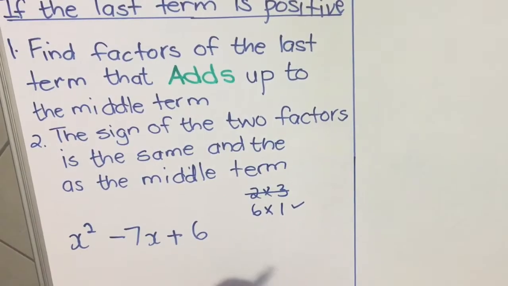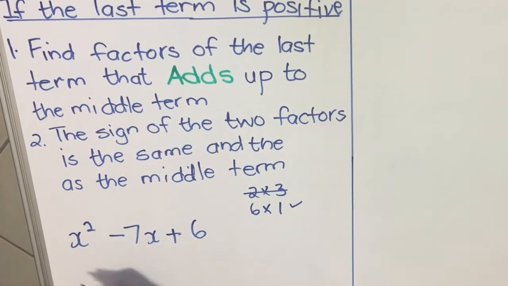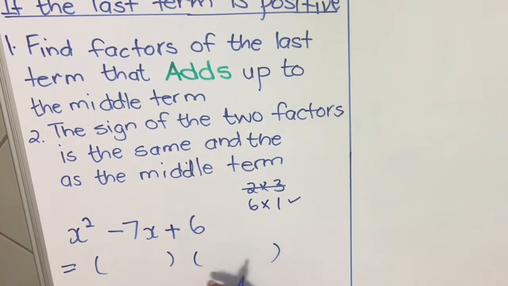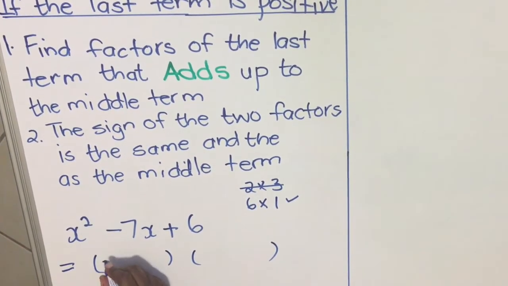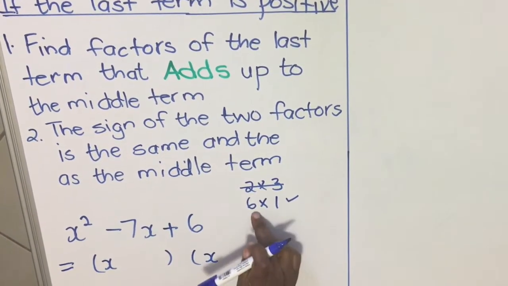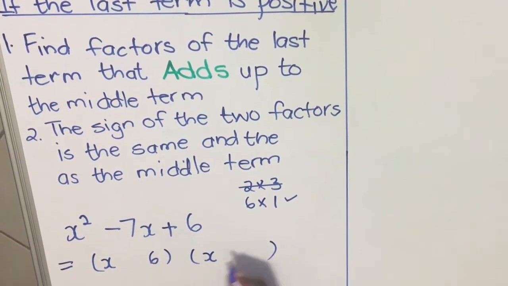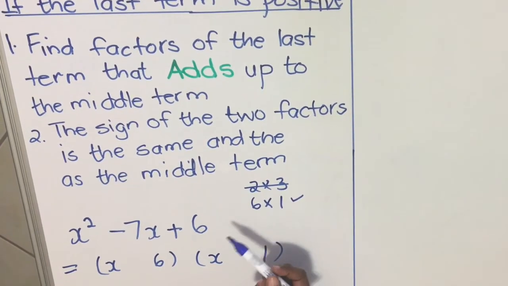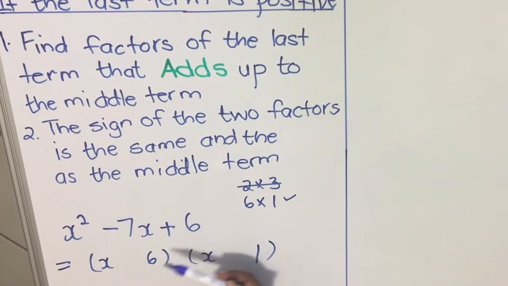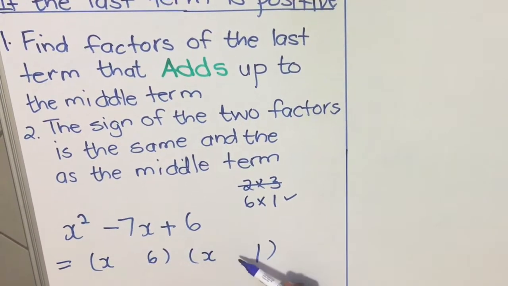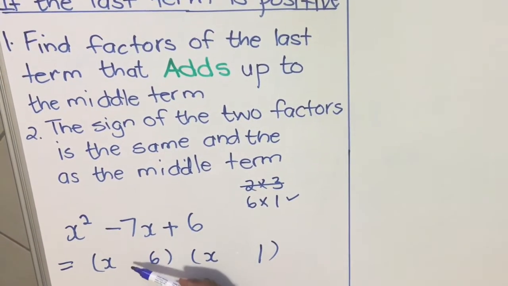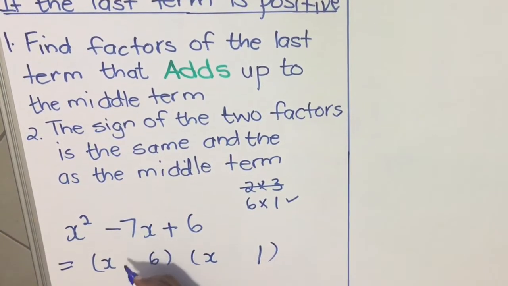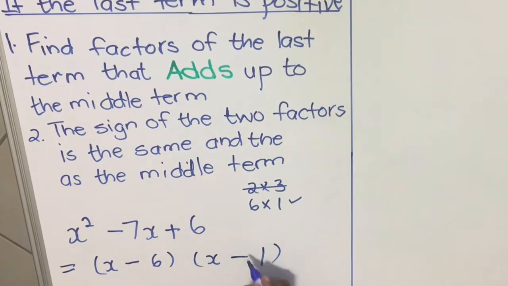Now, after finding the factors, what must we do? Because it's an expression, not an equation, I'm going to write an equal sign here, and then I have two brackets. The bracket is for multiplying. I have an x here and an x there. Then the factors I'm going to use are 6 and 1. The rule says the signs of these two factors should be the same because the last term is positive, and they should be the same as the middle term. So this will be a negative 6 and a negative 1.